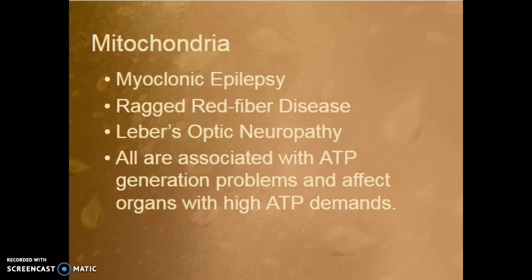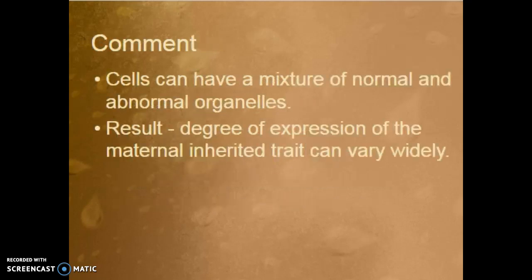I don't want to rush too quickly through mitochondrial. Epilepsy, red fiber disease, these are all things that are associated with ATP generation. So that's where the mitochondrial DNA can produce issues from one generation to the next. Shouldn't be surprising that they're related with ATP generation. We can have a few small organelles and we can have some healthy ones. So it depends on how much of the mutation you inherit from your mom.